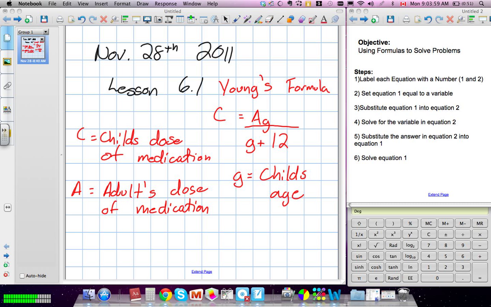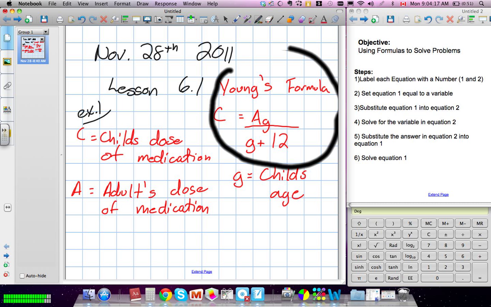So we're going to take care of example number 1. This is a word problem, and the word problem says, substituting into a formula. It says that a pediatric nurse uses Young's formula. Young's formula is this right here. Okay? That's our Young's formula: C is equal to A times G divided by G plus 12.